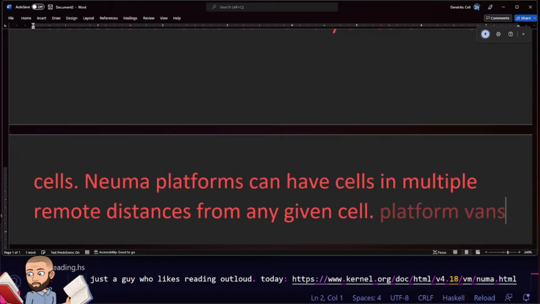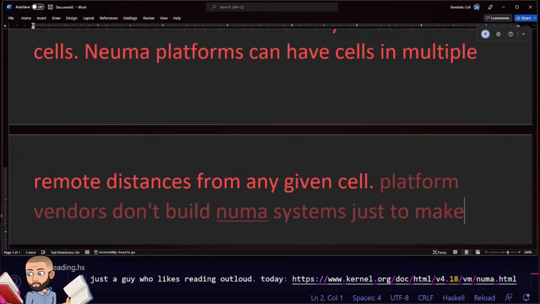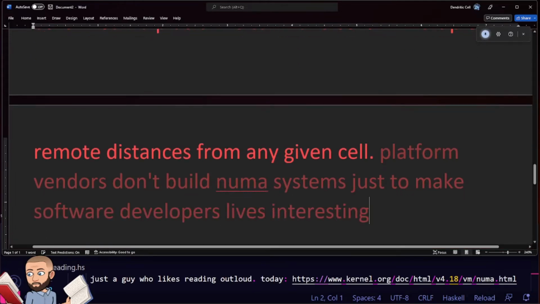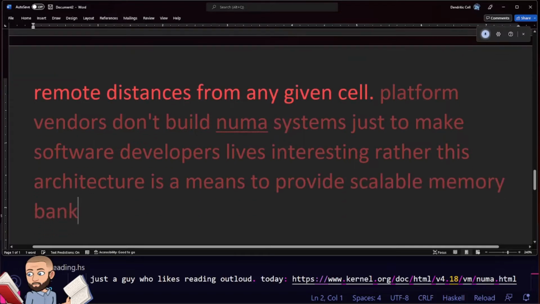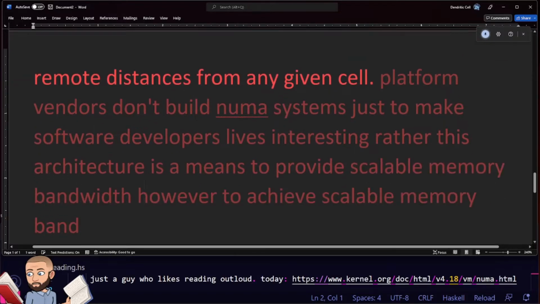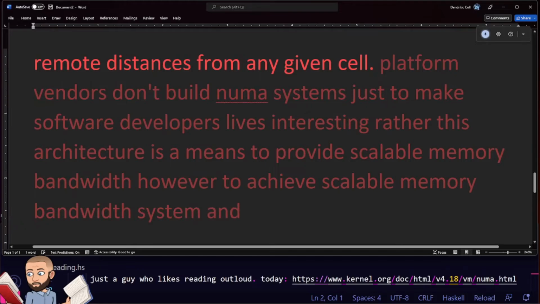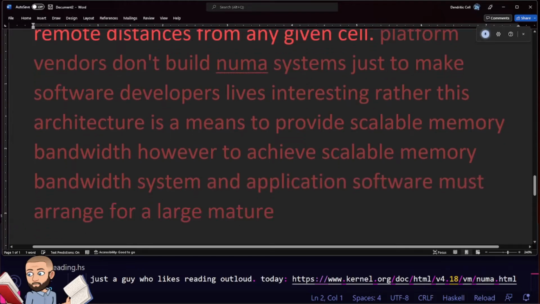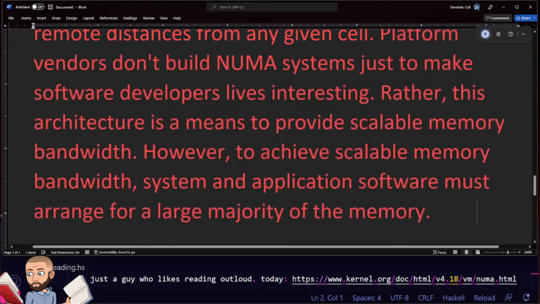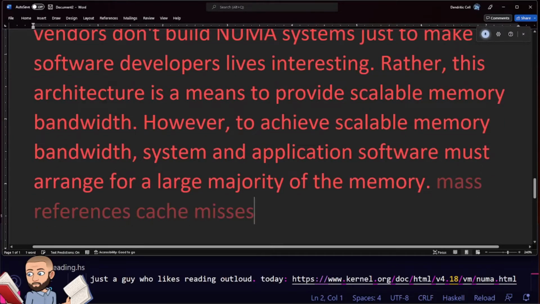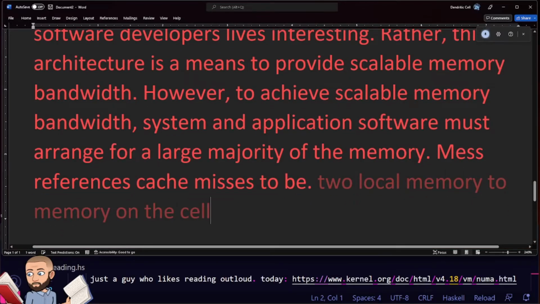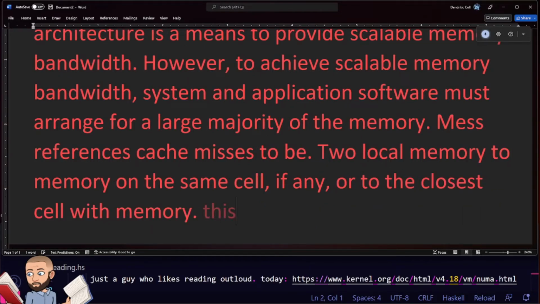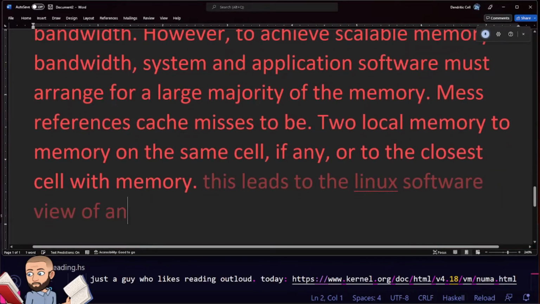Platform vendors don't build NUMA systems just to make software developers' lives interesting. Rather, this architecture is a means to provide scalable memory bandwidth. However, to achieve scalable memory bandwidth, system and application software must arrange for a large majority of the memory references, cache misses, to be to local memory, to memory on the same cell, if any, or to the closest cell with memory. This leads to the Linux software view of a NUMA system.